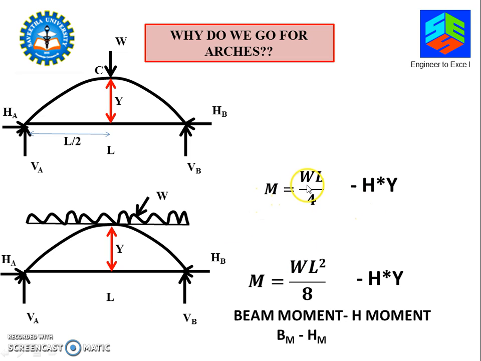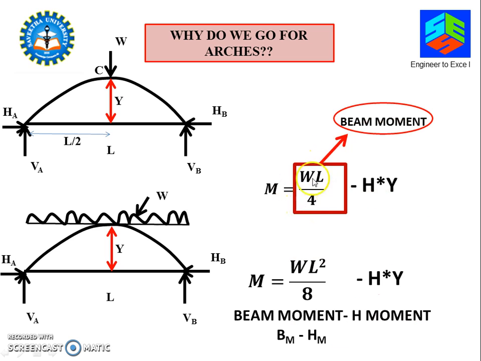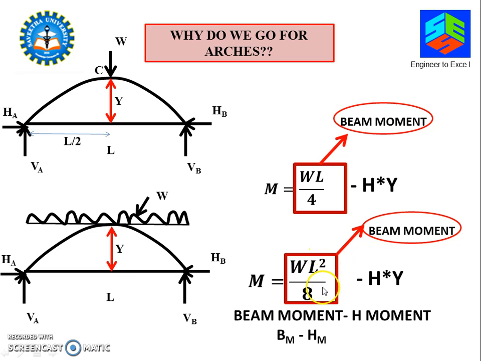Here, this WL/4 is the same as in the case of a beam loaded at the center, so we call it the beam moment. Similarly, this WL²/8 is the same as in the case of a beam loaded with the UD load throughout the span. So what is effectively happening here? When you provide an arch, the horizontal thrust creates another moment, opposite in nature, which ultimately reduces the total bending moment. The effective bending moment in an arch is nothing but the beam moment minus the H moment, where H is the horizontal thrust.